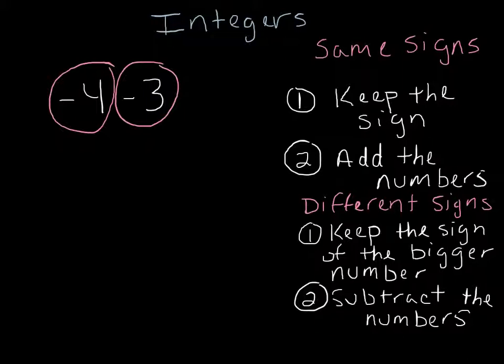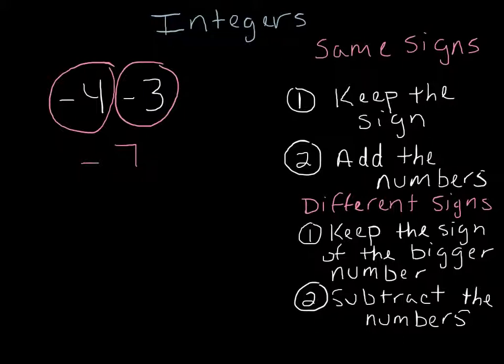And then you just have to follow two simple rules. If the signs are the same, you just write down the sign that they already have. In this case they are the same. They're both negative, so we're going to write down negative. And then you just add the numbers together. So 4 and 3 is 7. And you're done, just like that.